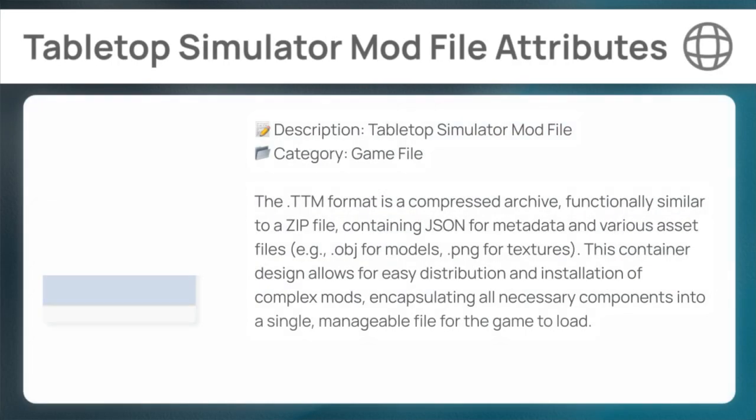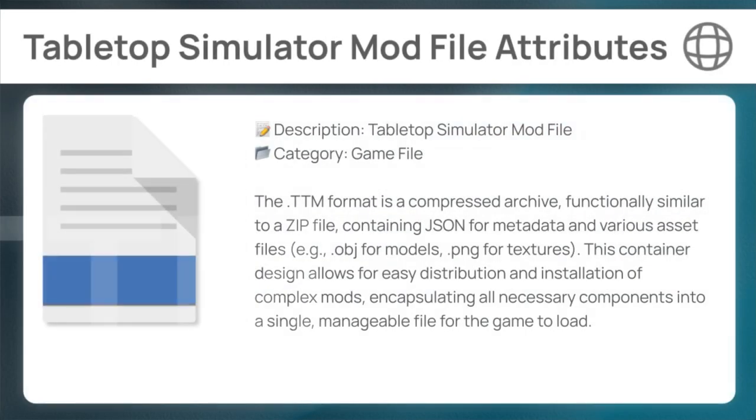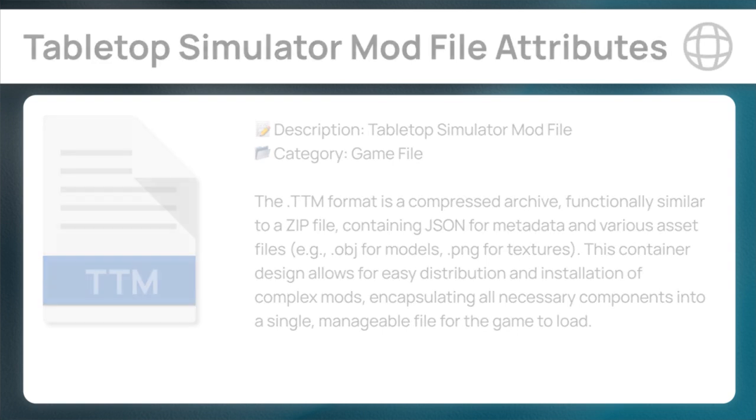The TTM format is a compressed archive, functionally similar to a zip file, containing JSON for metadata and various asset files, e.g., OBJ for models, PNG for textures. This container design allows for easy distribution and installation of complex mods, encapsulating all necessary components into a single manageable file for the game to load.